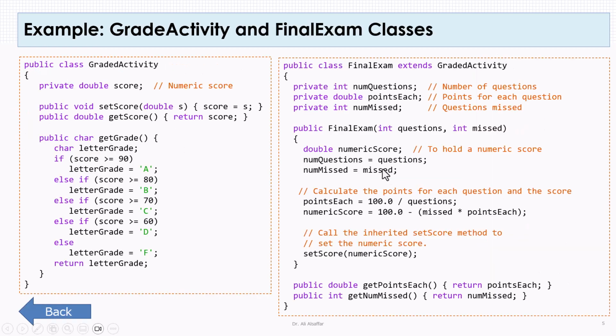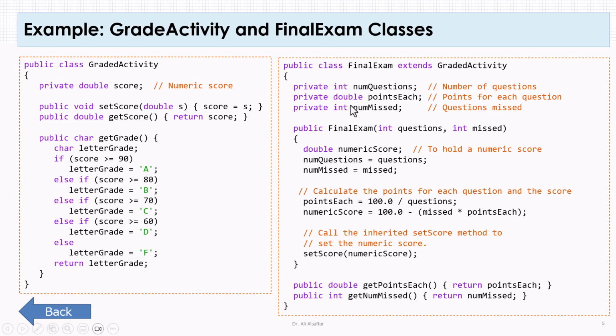The final exam class definition is on the right hand side. And now we will explain how to tell the Java compiler that this class extends a basic class. We write public class FinalExam, followed by the keyword extends, followed by the class name of the basic class. So here we are telling the Java compiler that the FinalExam class is an extended class from GradedActivity. Let us have a look into the definition for the final exam.